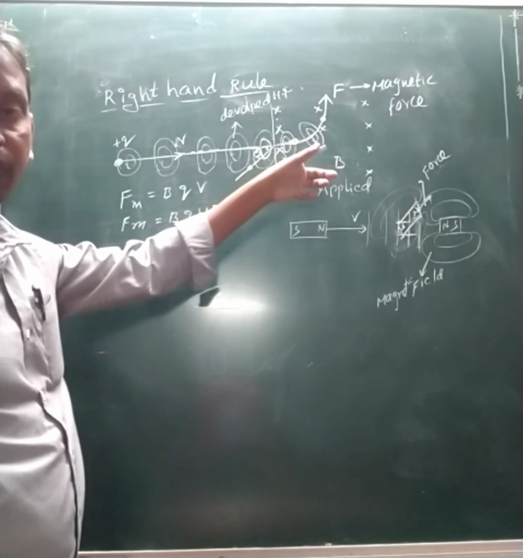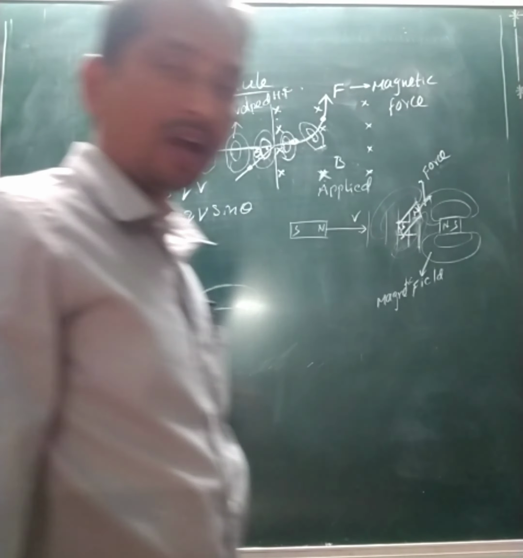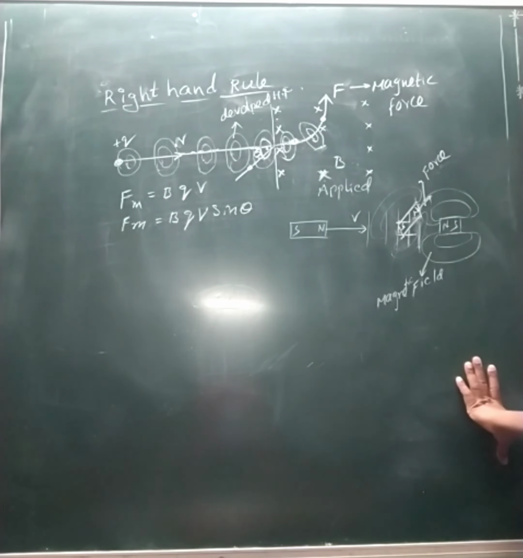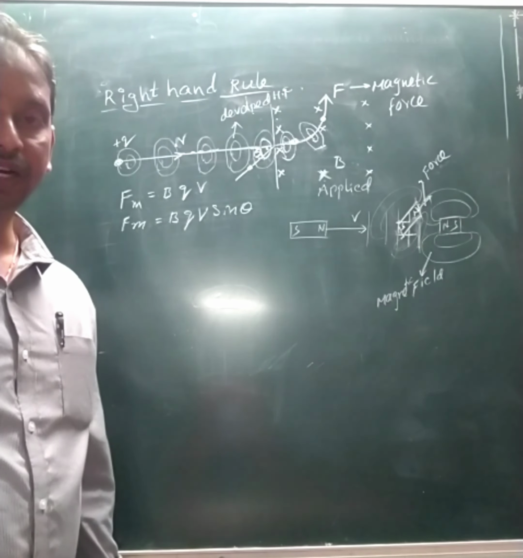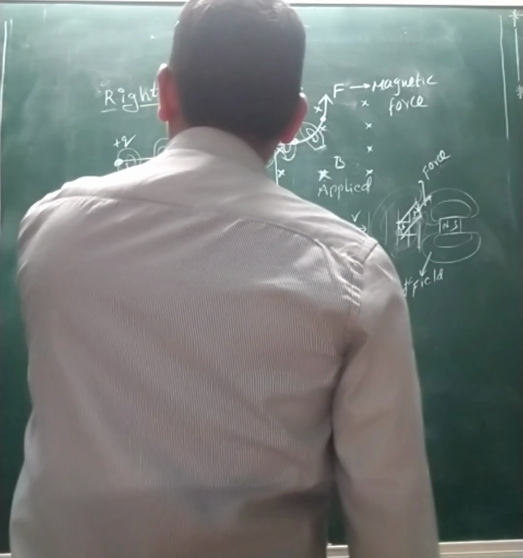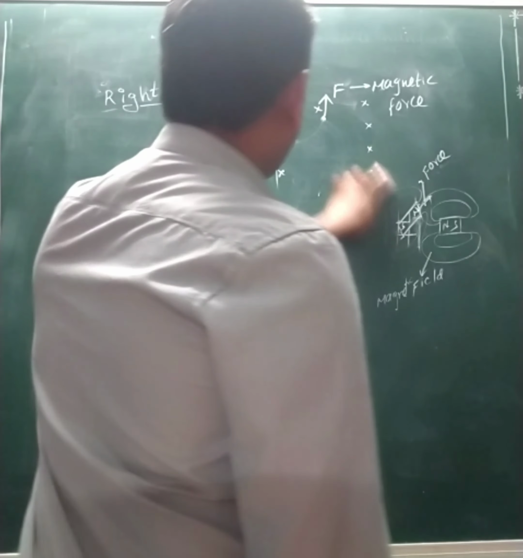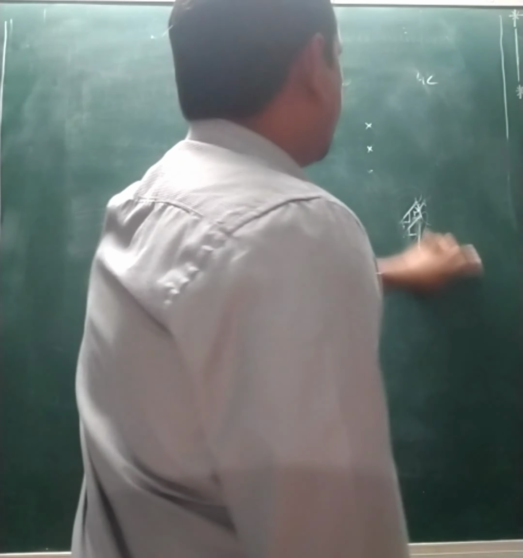When these two fields are there, automatically a force acts on it. That force is called the magnetic force. So a magnetic force is acting on a charged particle. So this rule can be applicable for a positive charge.